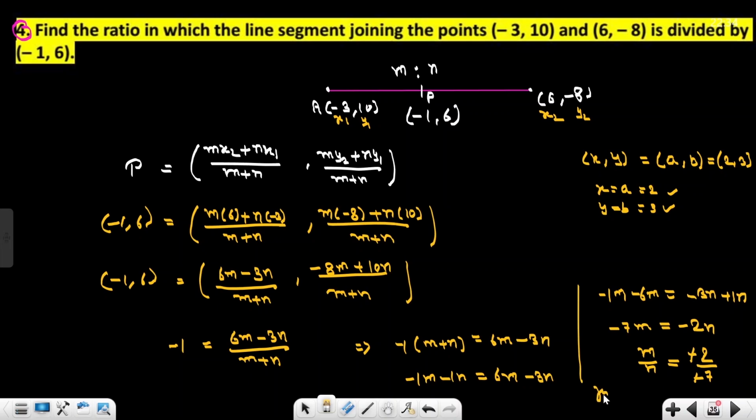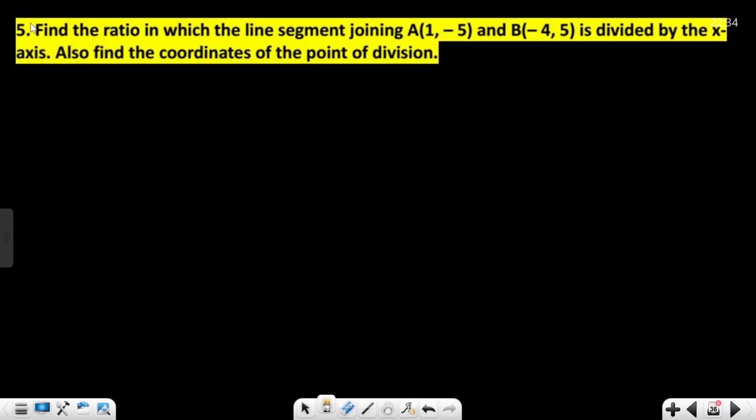The ratio is 2:7. If you want to take the y-coordinate equation, you can take that also. I hope everyone understands. Now move on.